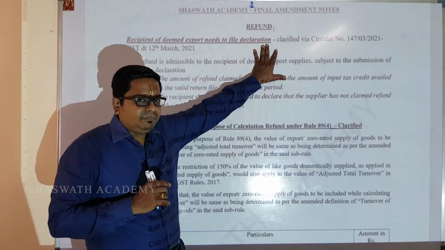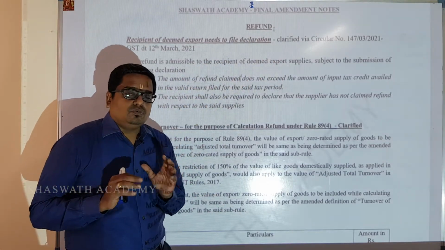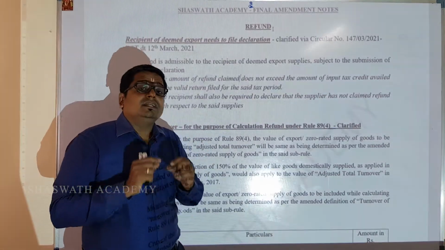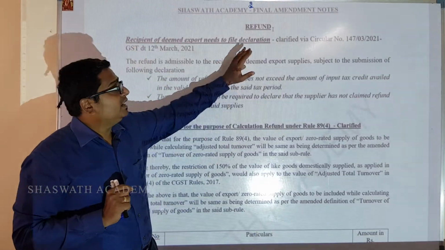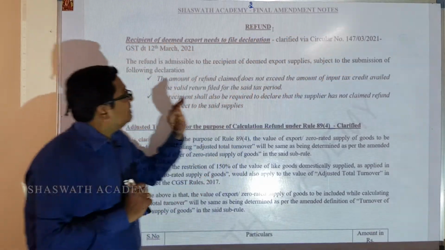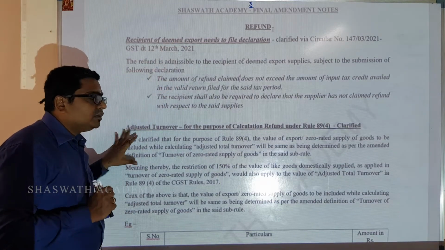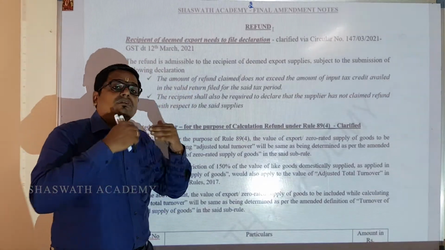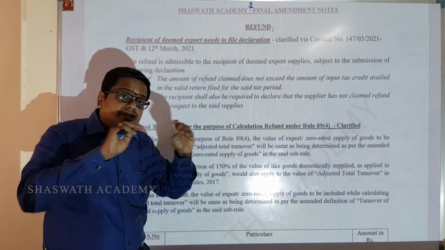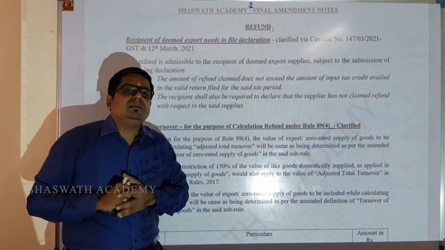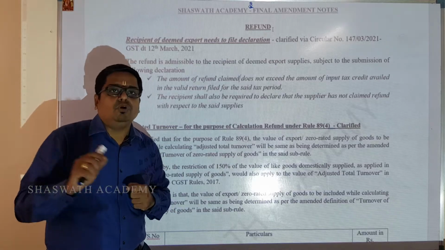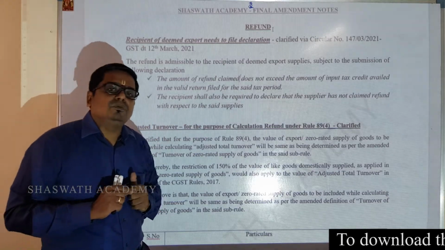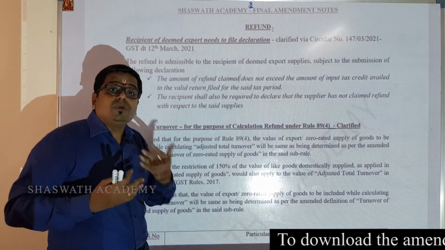First, with respect to the refund chapter, there is no amendment with respect to the section, and no amendment with respect to the rules made thereunder. But there is an important clarification given by Circular 147 with respect to deemed export and also with respect to the refund calculation formula. These two clarifications clear the doubts and ambiguity, and seem very important from the examination and procedural perspective, especially the one with respect to adjusted turnover, adjusted total turnover, and how we have to proceed.